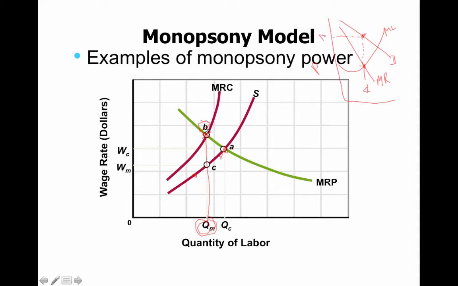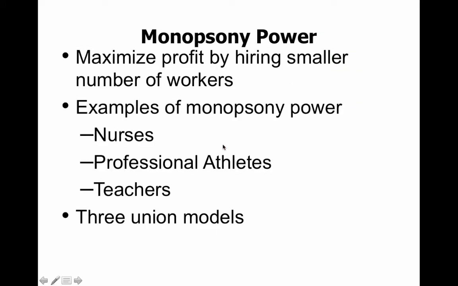Likewise, this intersection does not tell us anything over here. Rather, we drop the line down to Q, and where it intersects the supply curve, rather than where it intersects the demand curve, that's going to tell us our wage rate. So this is the wage for a monopsony. Now over here, this is the competitive wage. If we have a purely competitive wage, then we're going to pay this and hire that Q. Okay, you see that? All right. Now, monopsonies will maximize profit by hiring a smaller number of workers.